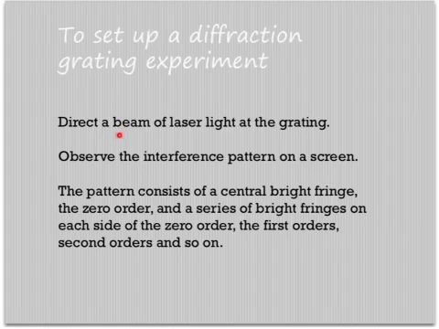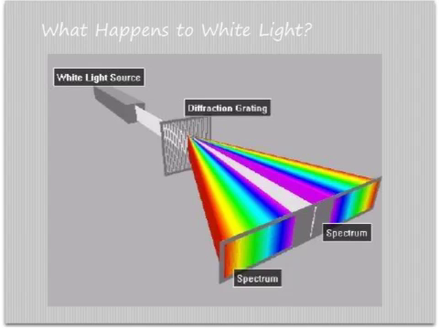The diffraction grating experiment will be done in class. What happens if you use white light in the place of monochromatic light on a diffraction grating? This is what you get. Where the central maximum is, you get white light because all the 7 colors of light get there. You get white.